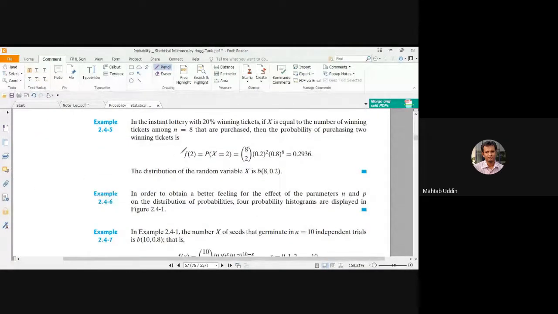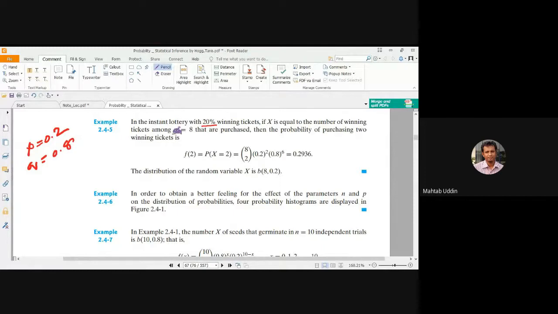Like here, an example is given. In the instant lottery, 20% are winning tickets. Don't consider this p directly. If winning is the target, then this is p. But if losing is the target, then this is q. So you have to read the whole question. If x equals the number of winning tickets, p is now 0.2, 20%, and q is 1 minus this, so 0.8.